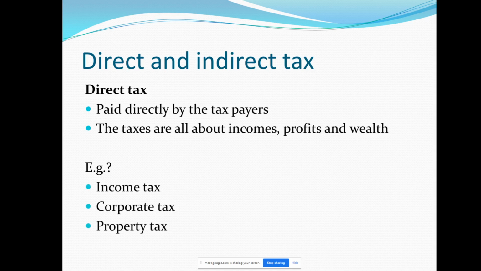But here is the question: income tax. Who pays income tax? Everyone who has a job. Employed, right. What about corporate tax? Firms, that's good. What about property tax? That's good. All right, so let's move on.